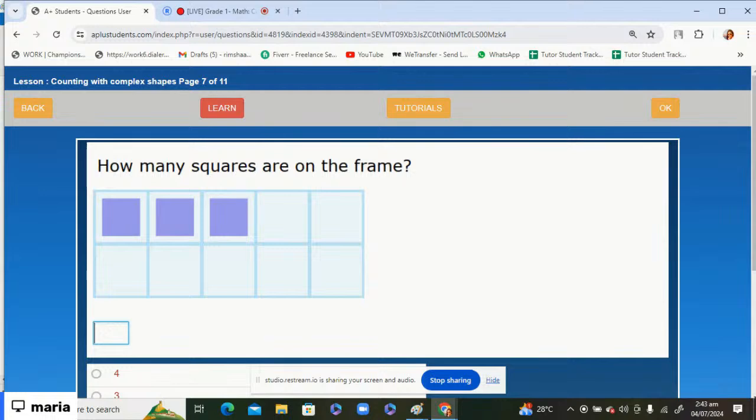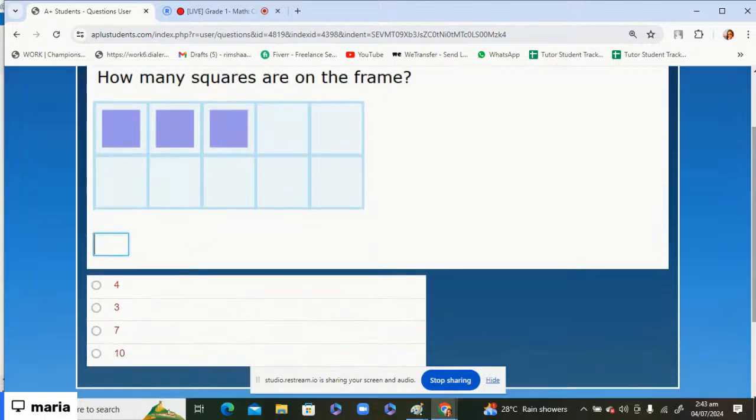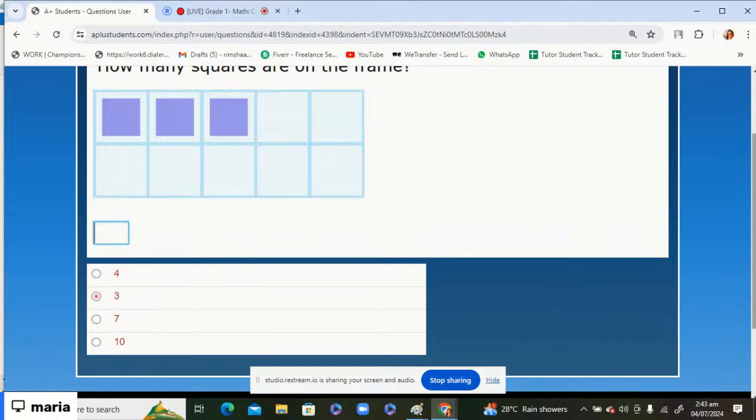Yes. Okay. So how many squares are on the frame? So let's just count the squares. 1, 2, and 3. These are total 3 squares. Yes, it's 3 squares. So we will move with the 3.